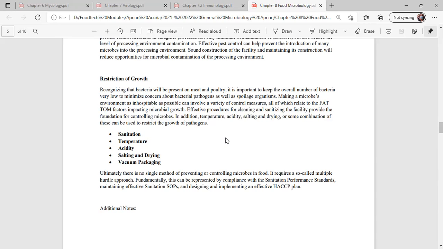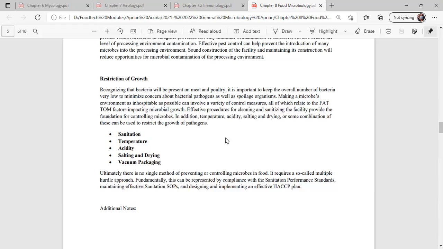Okay, recognize that bacteria will be present in meat and also in your poultry. It is very important to keep the overall number of bacteria very low to minimize the concern about your bacterial pathogens as well as your spoilage organisms. Making the microbes' environment inhospitable, ibig sabihin, hindi sila grow sa mga environment, can involve a variety of control measures.